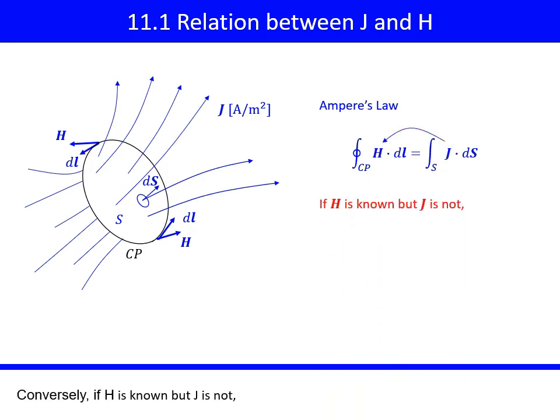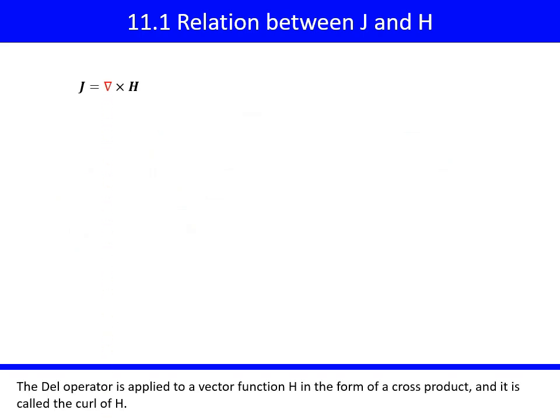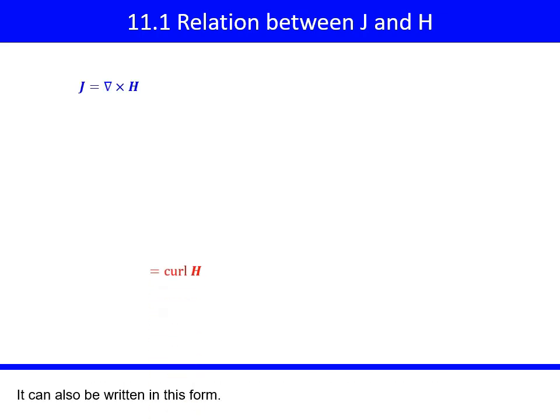Conversely, if H is known but J is not, how can we determine J? The del operator is applied to a vector function H in the form of a cross product, and it is called the curl of H. It can also be written in this form. Using this equation, we can determine J from H.